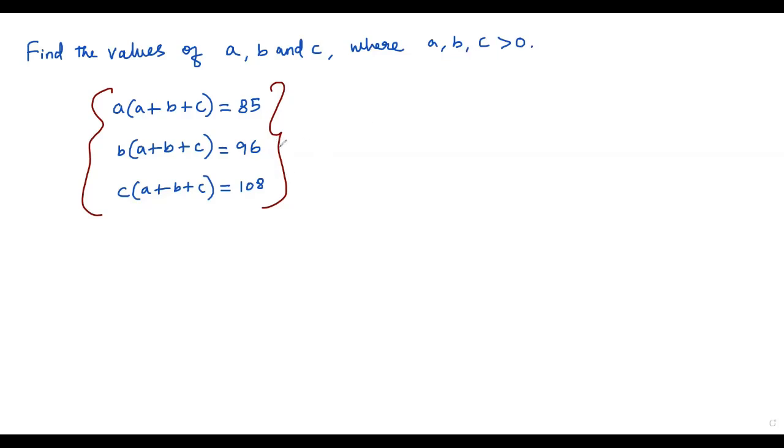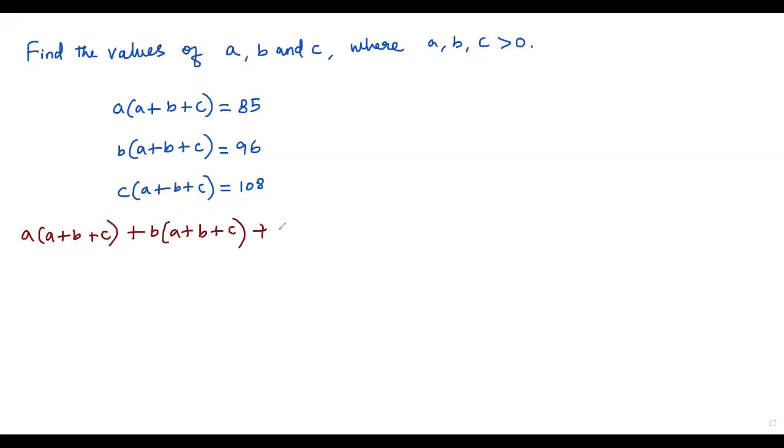Okay, so to solve the given system for A, B, C, what I'm going to do is add all the three equations. When I add all the three equations, I have to add the stuff on the left side and I have to add the stuff on the right side. Okay, first let me add the stuff on the left side. So A times (A+B+C), B times (A+B+C), C times (A+B+C). I've added all the stuff on the left side. Now I'm going to add the numbers on the right side. So when I add the three numbers 85, 96, 108 on the right side, I'll be getting 289.